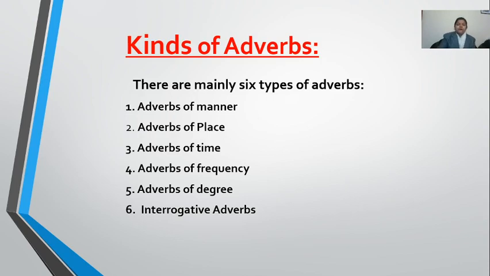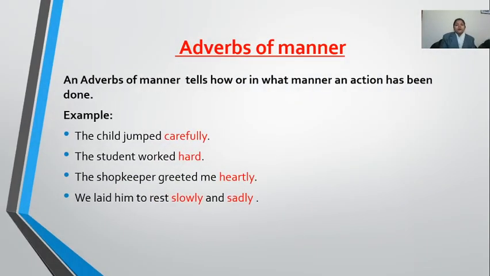So first of all, we are going to discuss adverbs of manner. What is adverb of manner? The adverbs that tell you how an action has been done. Means when you ask the action a question and that question is asked with the word how. Means she was crying. How? Literary. She was writing. How? Neatly. She was cooking. How?